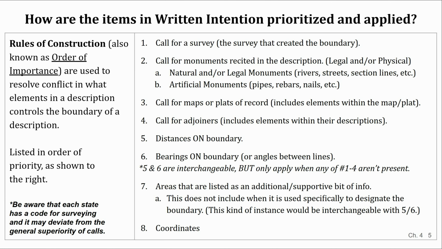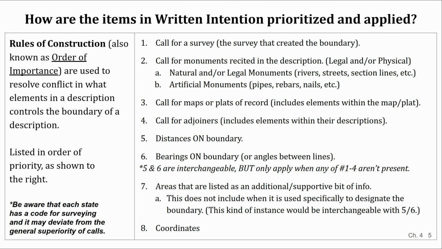The next item, number two, is a call for monuments. Monuments can be legal, which would be something like a section line or another parcel boundary described in a certain document. Or monuments can be physical, like a wood post or a creek center line. Physical monuments can then be further classified as natural, which means they're just naturally occurring in nature, or they can be artificial, which means they're created by man. Natural monuments hold higher weight because they are less likely to be mistaken for something else, and they're typically going to endure for a very long time.